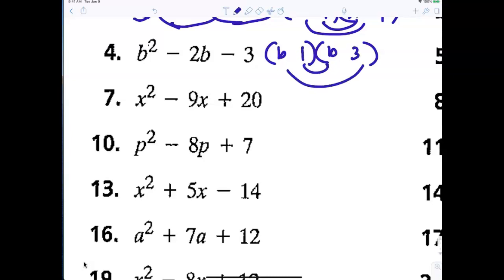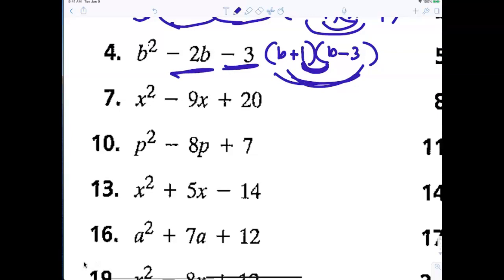Now, I want it to be negative 2. How do I make it be negative 2? Negative 2 would have to be negative. Good. It would have to be negative 3 and positive 1, because again, b times b is b squared. 1 times negative 3 is negative 3. 1 minus 3 is negative 2.